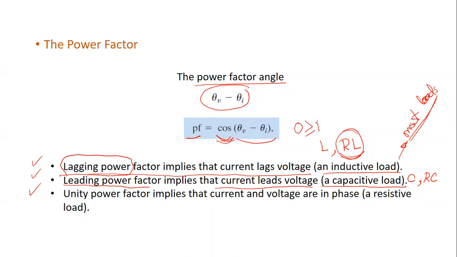So the power factor will be changing from 0 up to 1. It could be 0 if you have a pure inductive or a pure capacitive circuit, and it could be 1 if you have a pure resistive circuit, R. And we can have R in theory, and we can have it also in practical life.